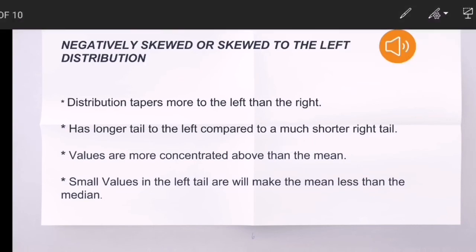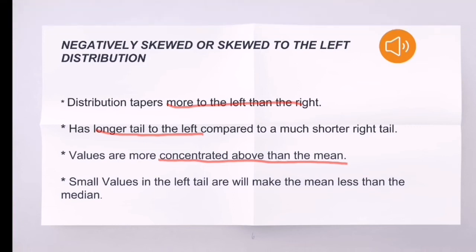The negatively skewed or skewed to the left distribution is a distribution that tapers more to the left than the right. It has a longer tail to the left compared to a much shorter right tail. The values are more concentrated above the mean, and the small values in the left tail will make the mean lesser than the median.